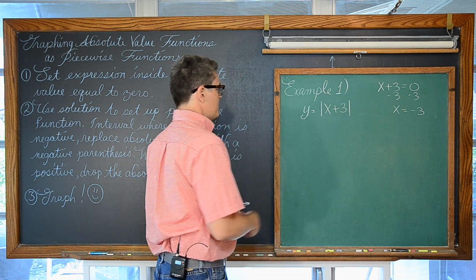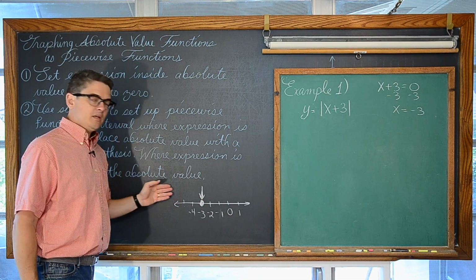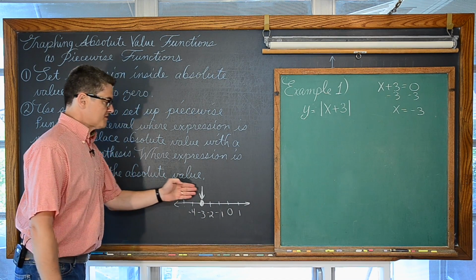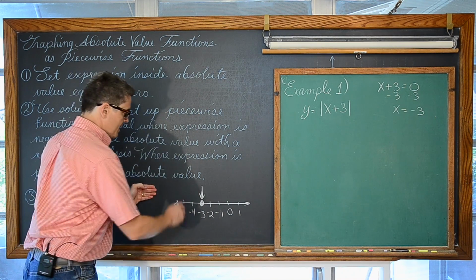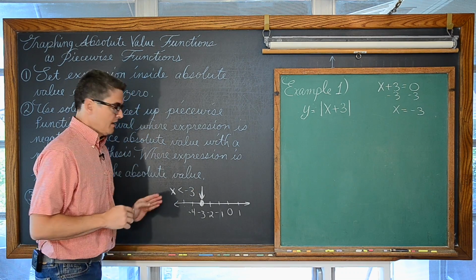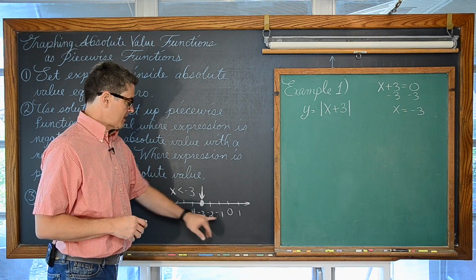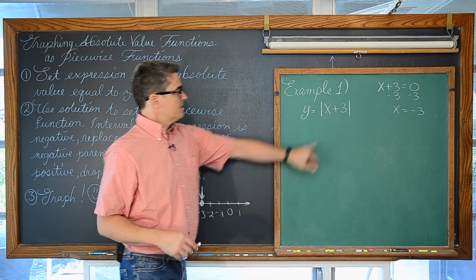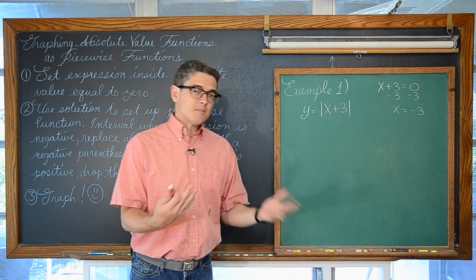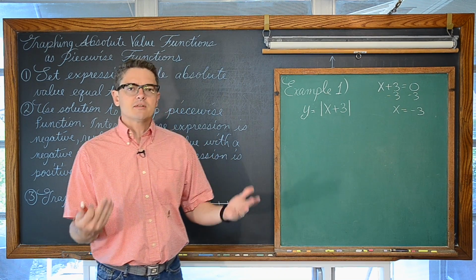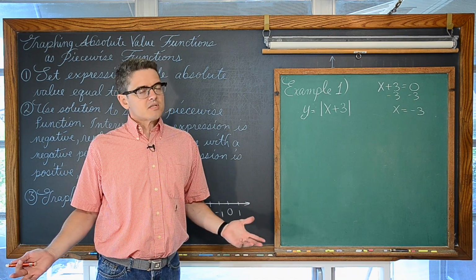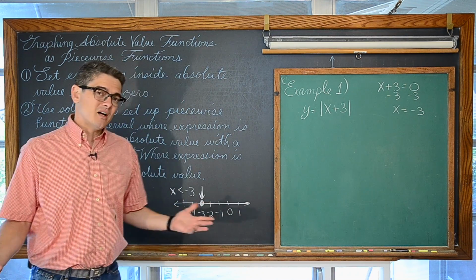So when we set up this piecewise function, we're going to need to replace the absolute value function with a set of negative parentheses for any value of x which is less than negative 3. And then to the right of negative 3, like maybe 0, well, 0 plus 3 is positive 3, and the absolute value of 3 is just 3. The absolute value symbol is still telling you how far away from 0 you are on the number line. But as far as the sign's concerned, it kind of just seems like it's not doing anything.